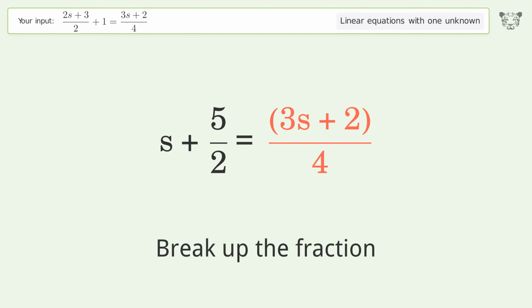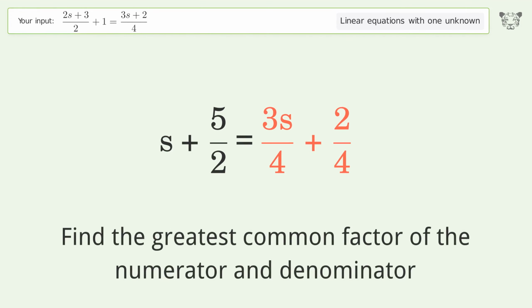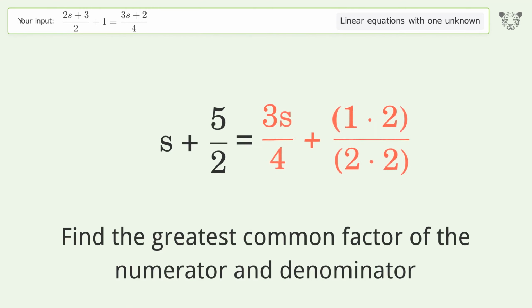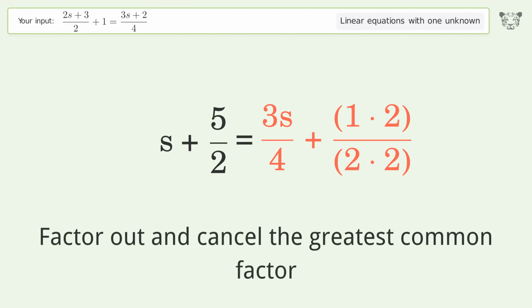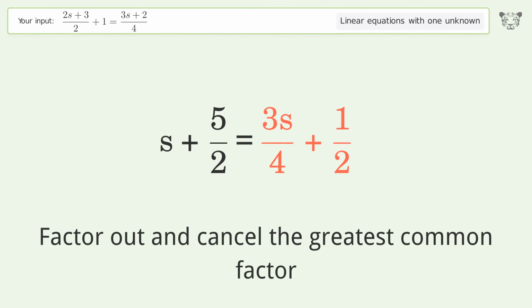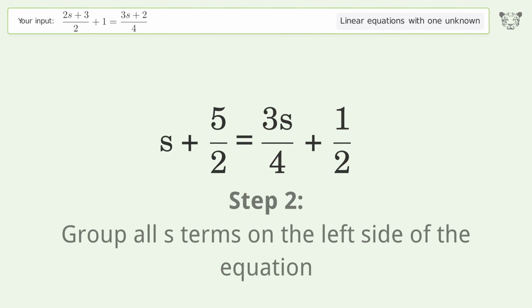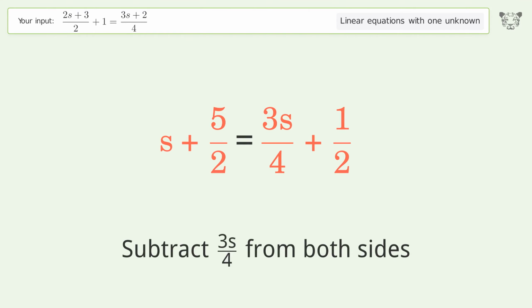Break up the fraction. Find the greatest common factor of the numerator and denominator. Factor out and cancel the greatest common factor. Group all s terms on the left side of the equation. Subtract 3/4 from both sides.